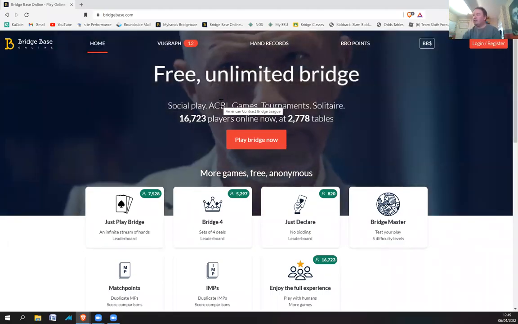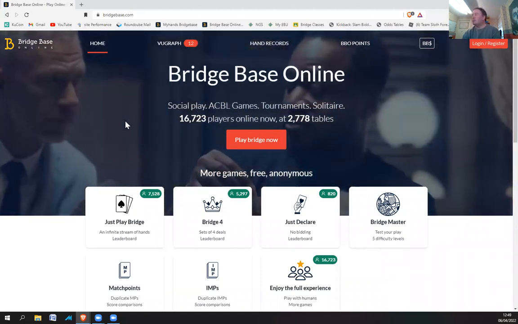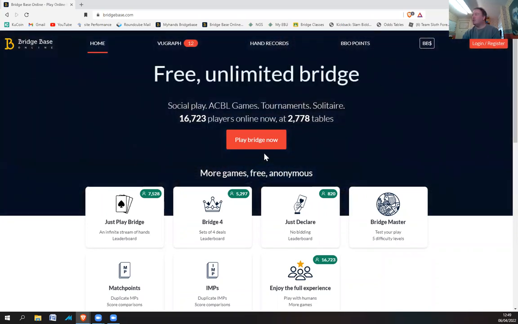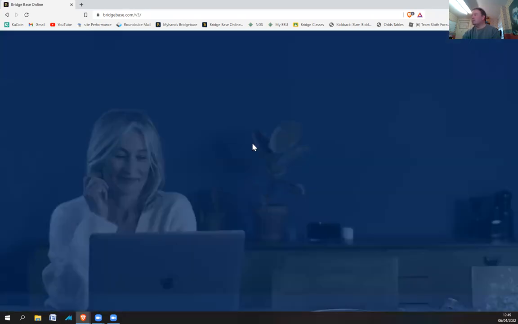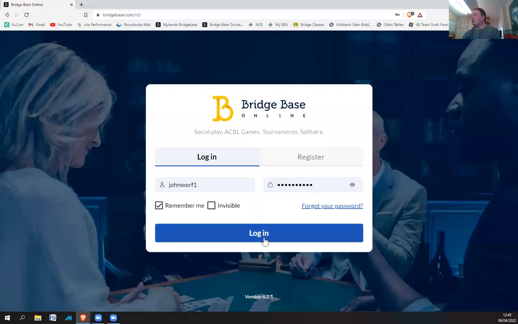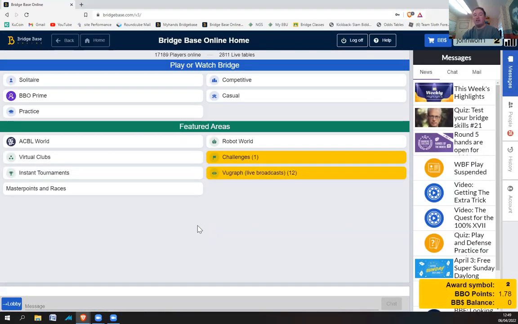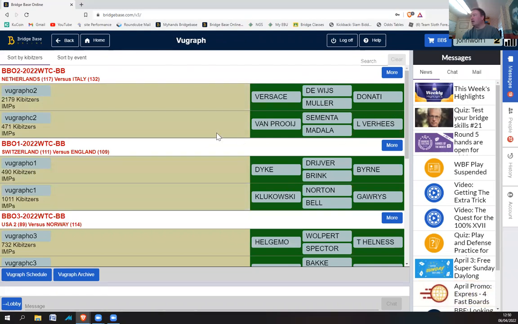So to those beginners who haven't actually seen teams being played, if you go into Bridge Base and log in, now, if there are any top quality games on, then this Vugraph live broadcast will be in yellow. You simply click on that, and these are the matches.